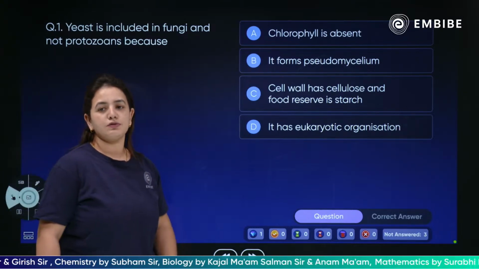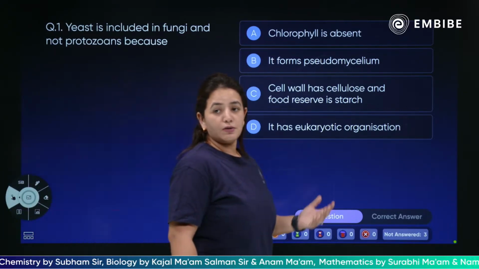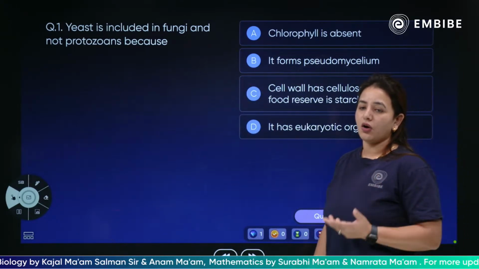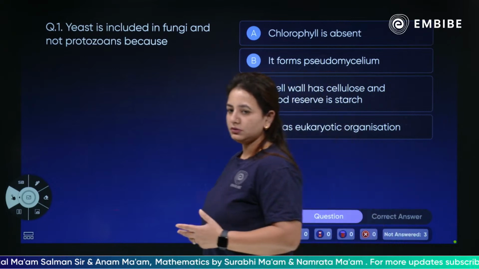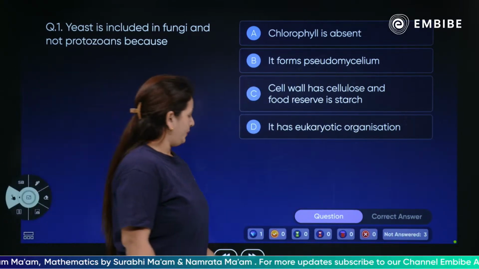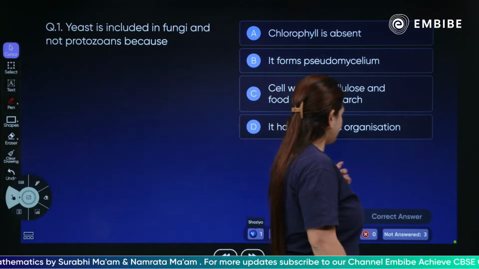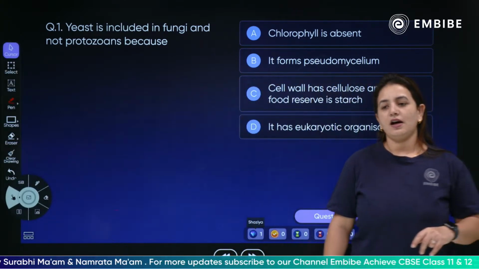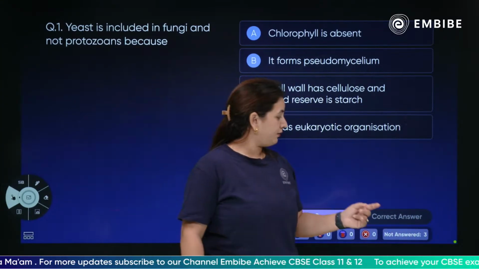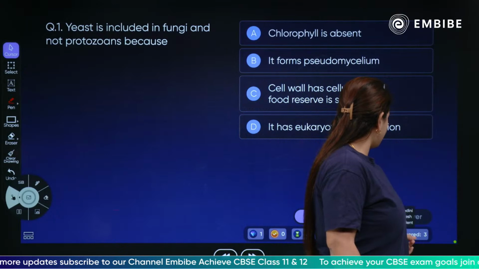The options are: chlorophyll is absent, it forms pseudomycelium, cell wall has cellulose, food reserve is starch, it has eukaryotic organization. What among these could be the right answer? Shazia has given the right answer. Let's see whether Shazia's answer is right or wrong. The other children, please answer the question.